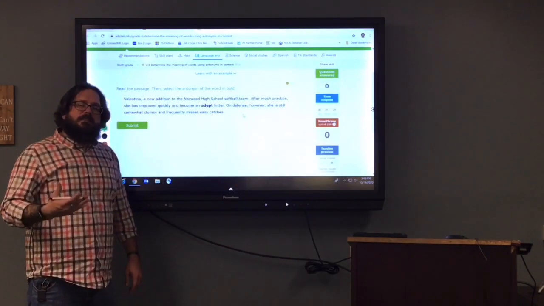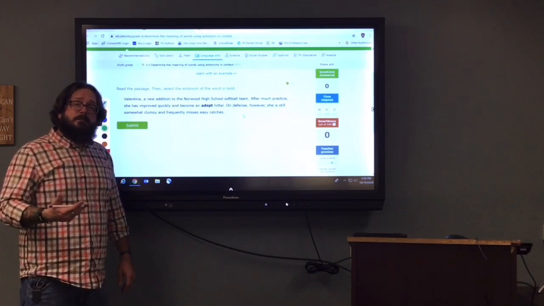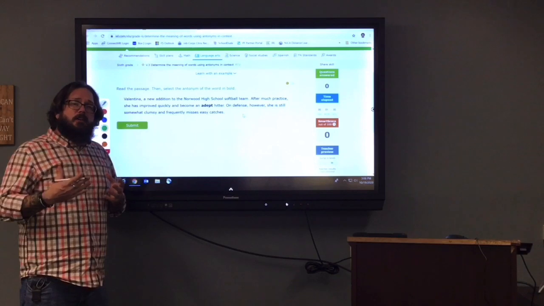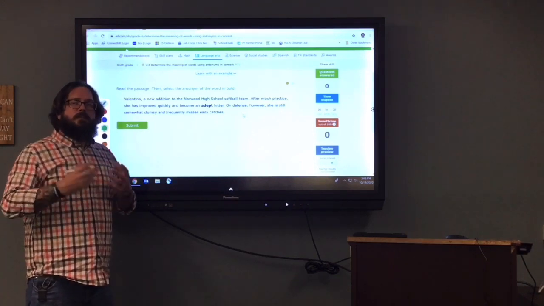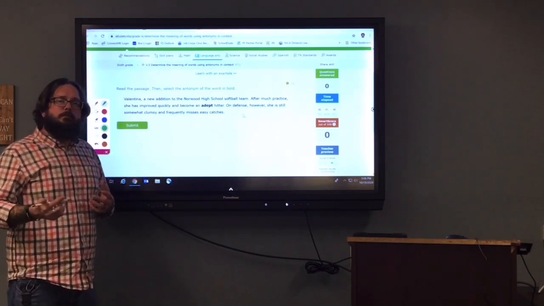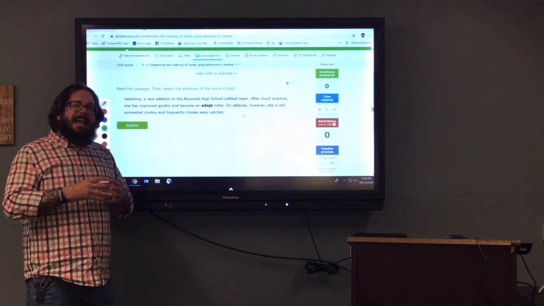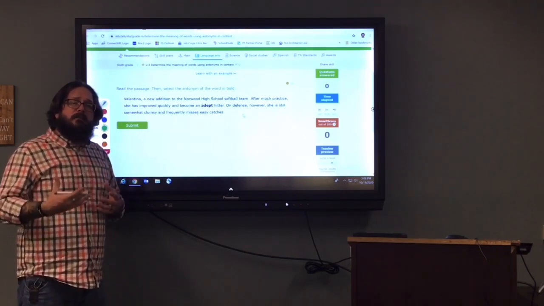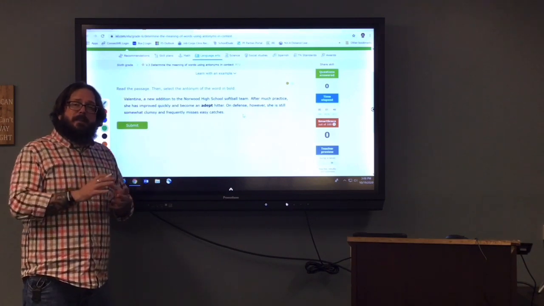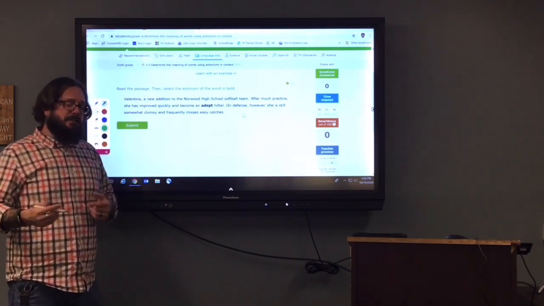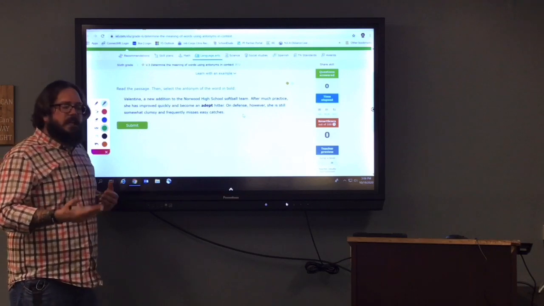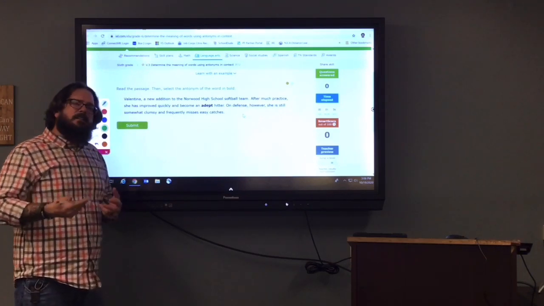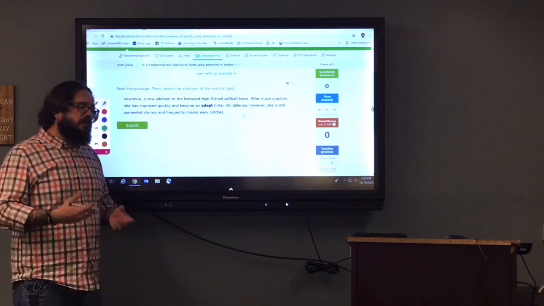In our previous lesson on synonyms and antonyms, we talked about how authors will often provide clues to a particular word that he or she may use by pointing out the antonyms of that word. So we can determine the meaning of a word if we know what the opposite meaning is. Let's see if we can determine the meaning of the bolded word by identifying its antonyms within the passage.